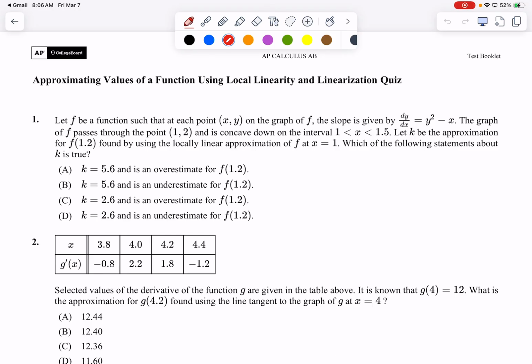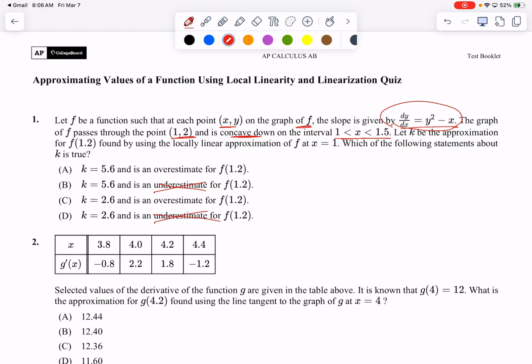The approximating's easy. Okay. Let f be a function such that you have the point (x, y) on the graph of f. The slope is given by this, so they already gave you the derivative. Remember when you do linear approximation, you're just going to do a tangent line. So you need a point and a what? And then you just use that to approximate. It's that easy. The graph passes through the point (1, 2), and it's concave down. So they might want to know, if it's concave down, is it going to over- or underestimate? It's going to overestimate. So we can go ahead and cross out the ones that say under, right out of the gate, because it's concave down and your tangent line is going to lie above.